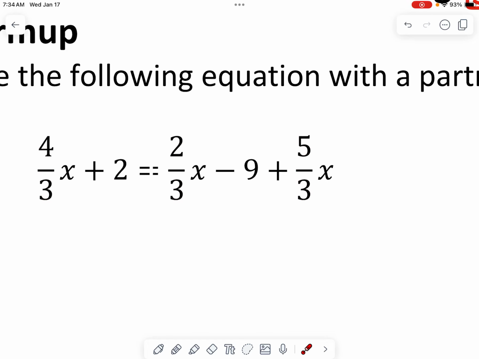So I want you to take a moment, see if you can do it on your own. If so, then you're kind of ahead of the curve right now. But you want to combine the like terms on the right-hand side and then solve for x. So pause the video, see if you can do it on your own. I'll be back in just a moment.